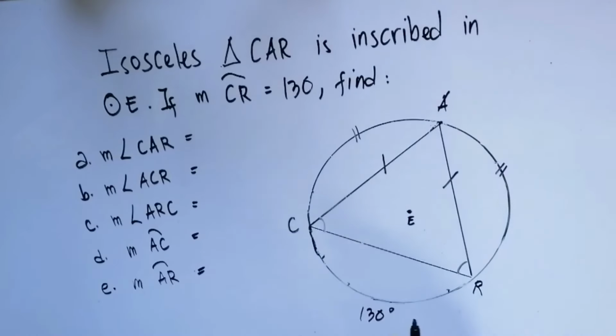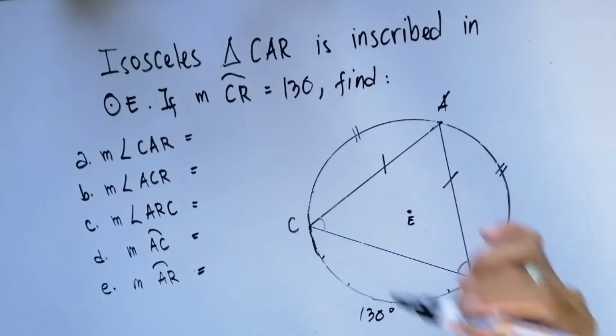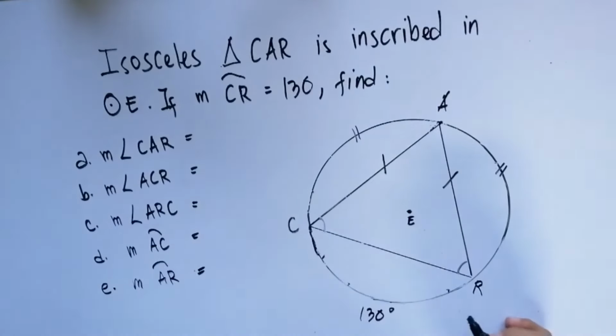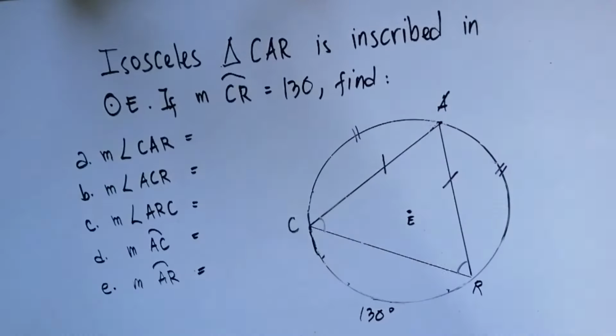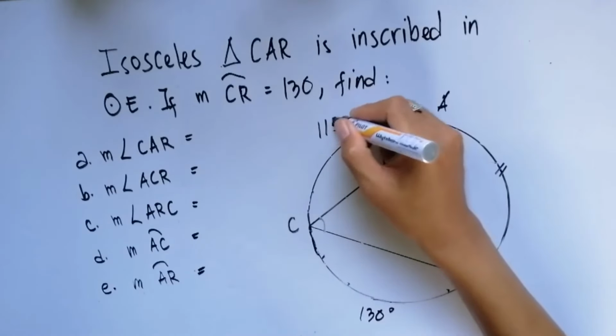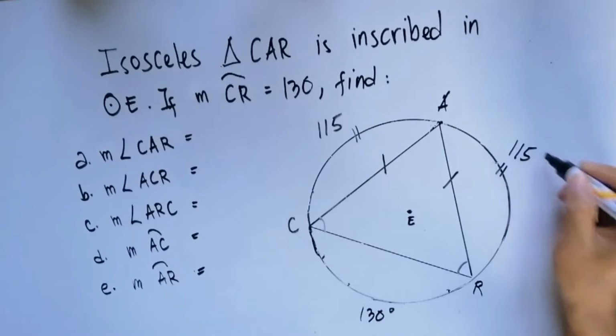Now, how are we going to get the measure of arc CA and RA? Again, one complete revolution is equal to 360. And then 360 minus 130, that is 230 degrees. Then divided by 2, that is 115. So the measure of this arc is 115.